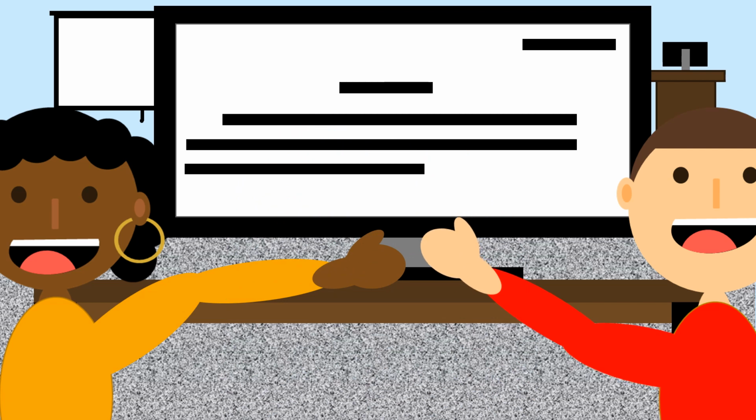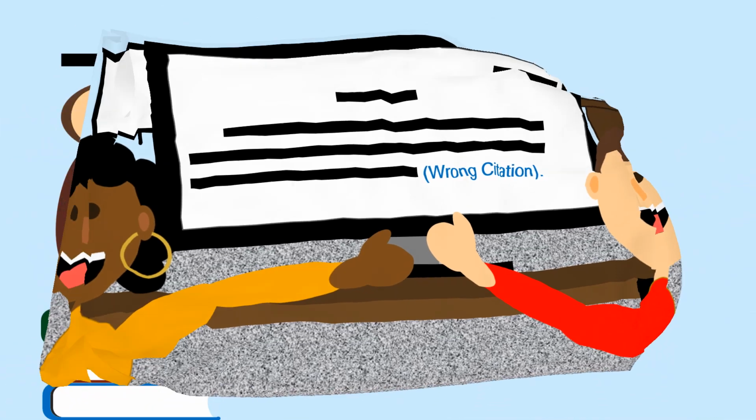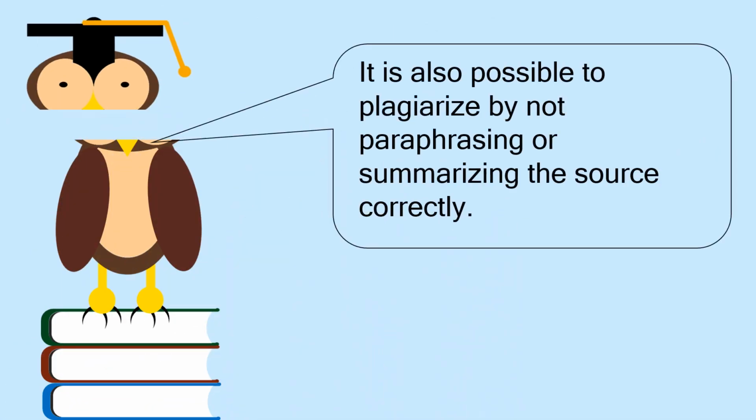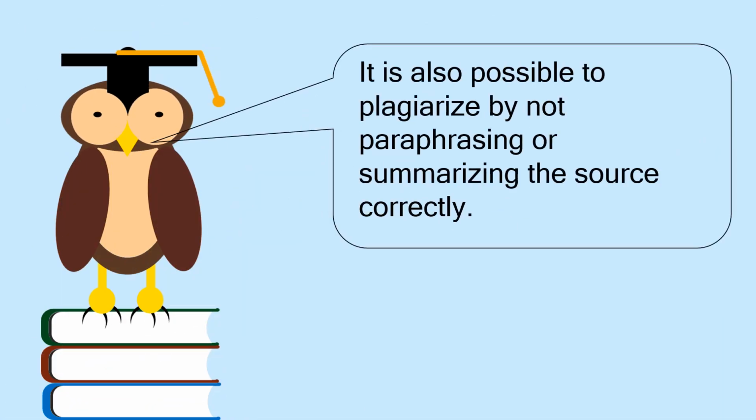If you use the wrong citation for your source, that is also considered plagiarism because you are giving credit to the wrong person for someone else's ideas. It is also possible to plagiarize by not paraphrasing or summarizing the source correctly.